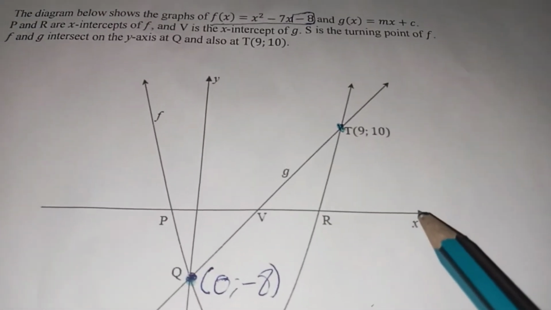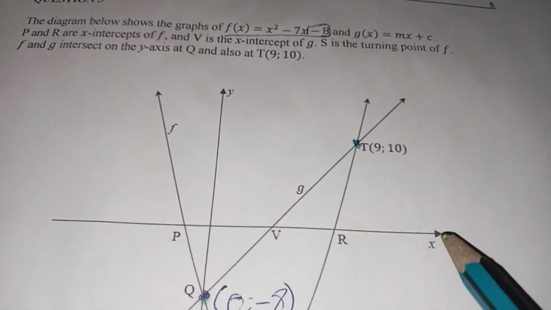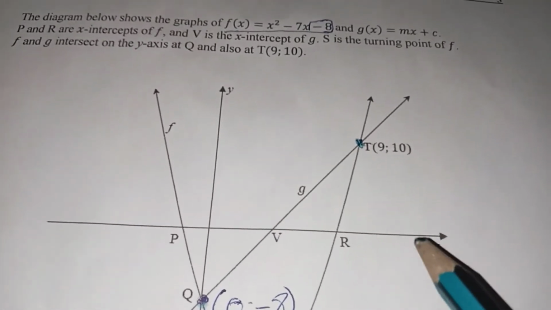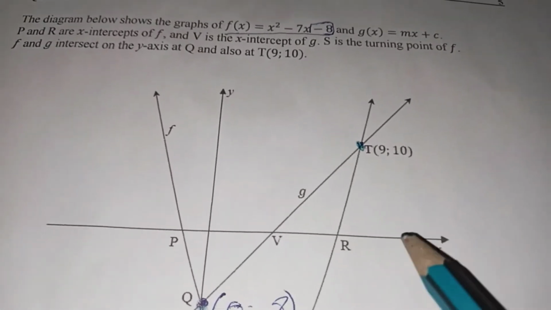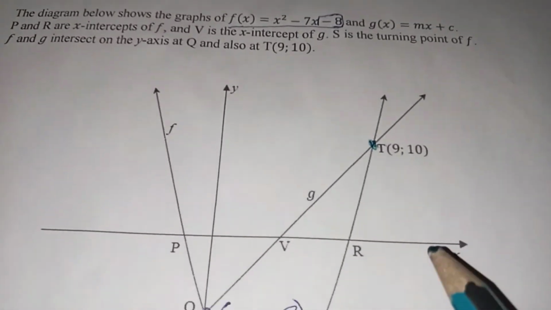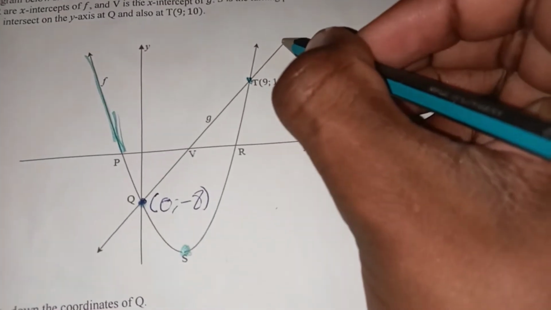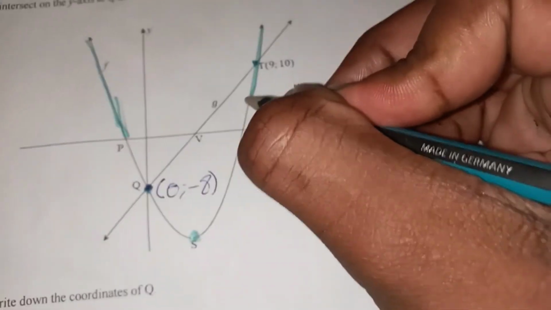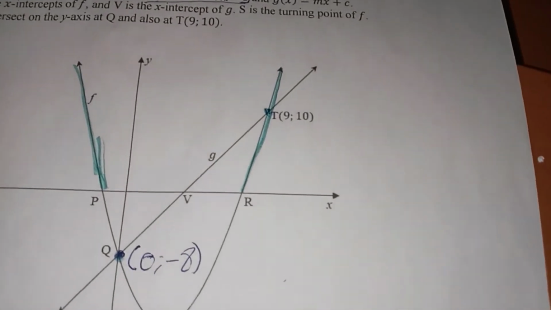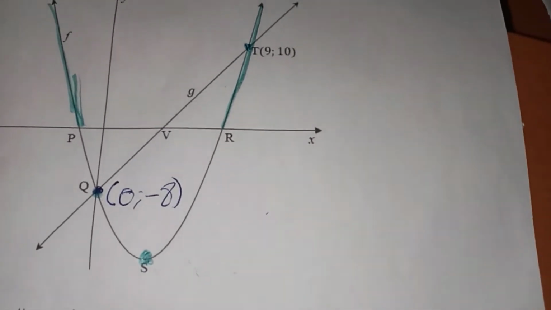I have positive y values of f wherever my graph of f is above my x-axis, right? So let me just color it in. Let me just color these points in. Wherever my graph is above the x-axis, that's where I have positive y values of f.